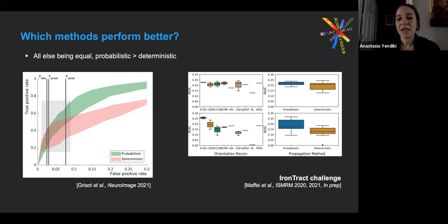In the IronTrack Challenge, we saw a similar effect, particularly for the validation case, where the teams had not optimized their tractography pipelines for that seed area. Overall, the area under the curve was higher for the probabilistic methods than the deterministic methods. And there was also quite a bit of variability for different orientation reconstruction methods.